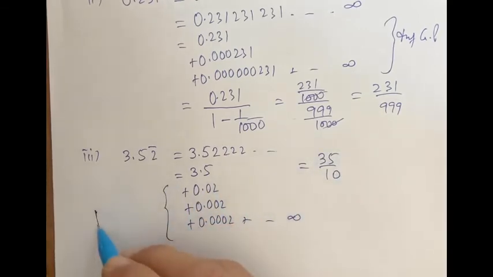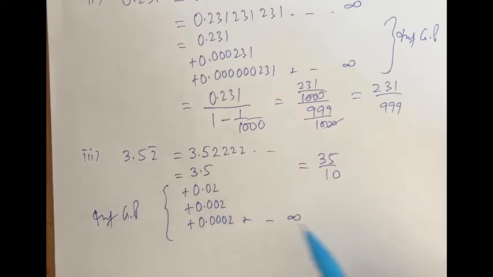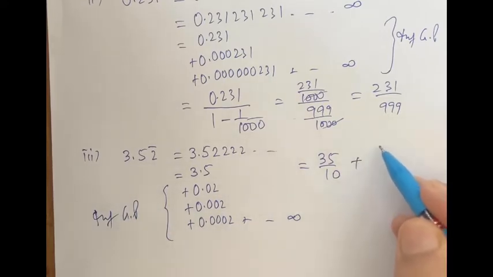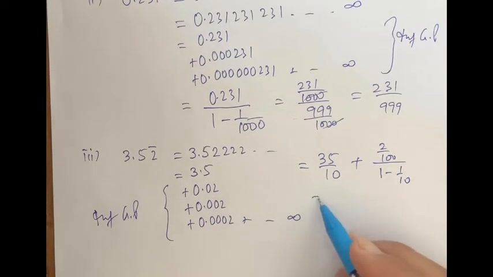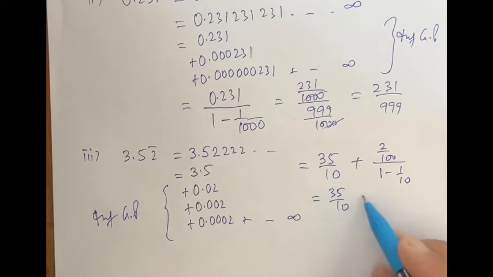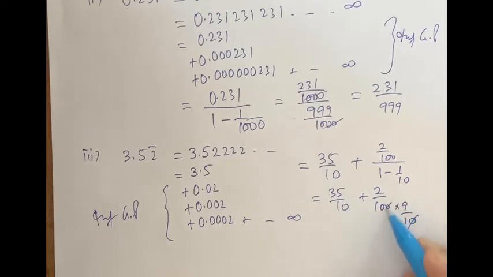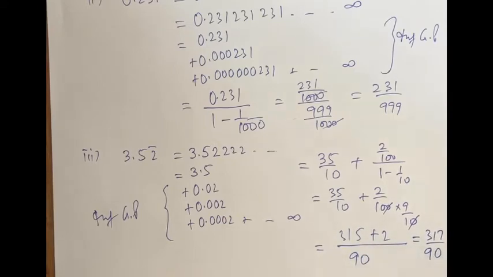This is an infinite GP. We can find out sum of infinite number of terms. This is 2 by 100 upon 1 minus 1 by 10. Common ratio is 1 by 10 here. That is 35 upon 10. This is 2 by 100 into 9 by 10. This will cancel out. So this is 90. This is 315 plus 2. This is 317 upon 90. This is the answer.